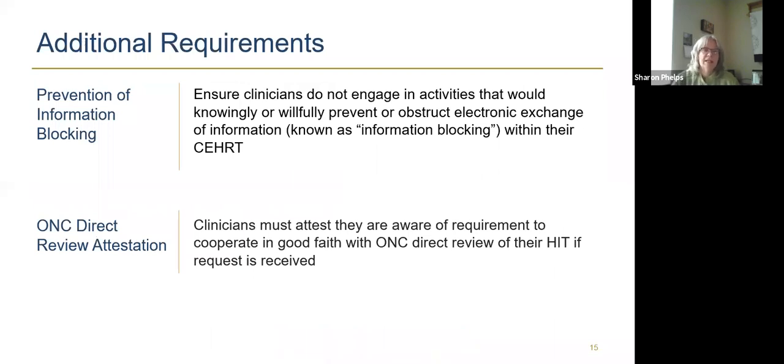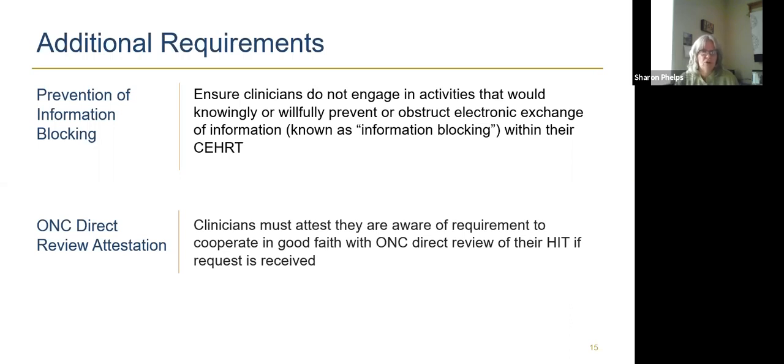Okay, the next items are the prevention of information blocking and the ONC direct review attestation. You need to click yes to both of these requirements. One of the things that is important in the PI category is that you are not doing anything to block the exchange of information out of your system. This is required by the legislation that actually gave us the quality payment program.